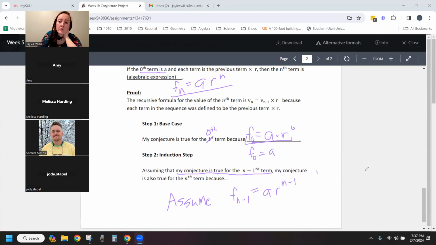And ultimately, what we want to prove is that this is true for n. So we're assuming the term right before n follows the rule, but we want to prove that the nth term also follows the rule using that assumption. So what would be our next step to prove that? Since we're assuming that this equals this.